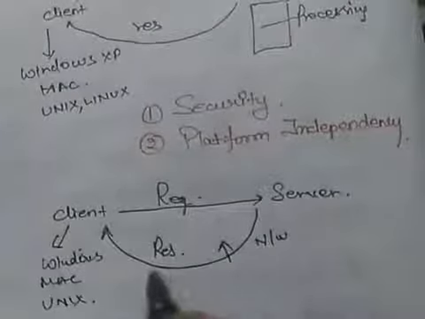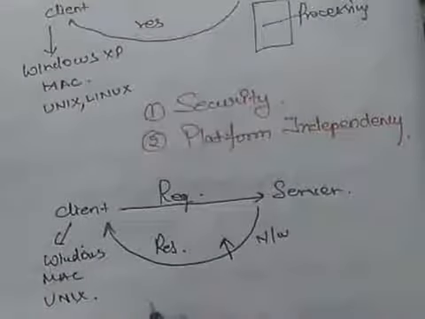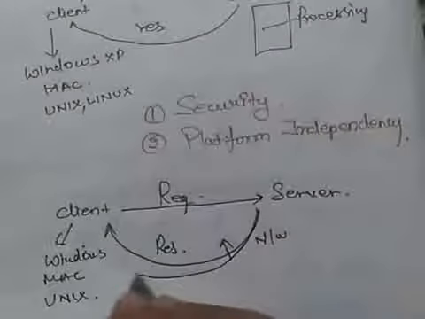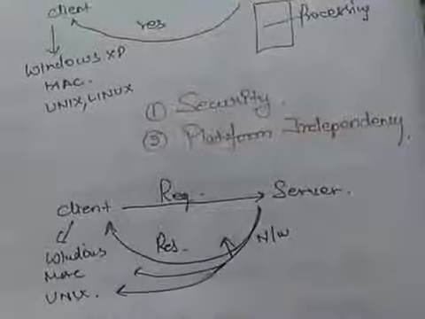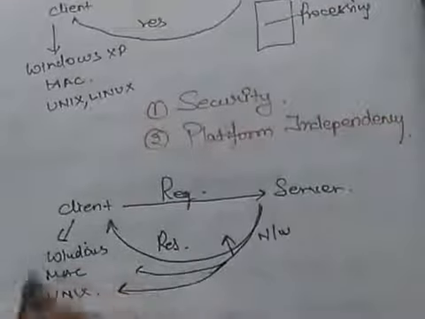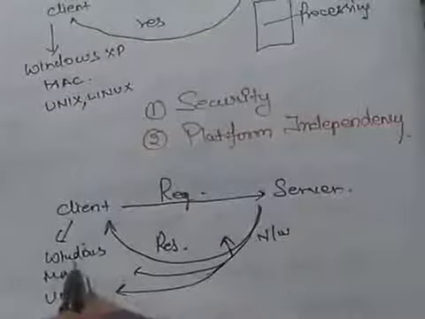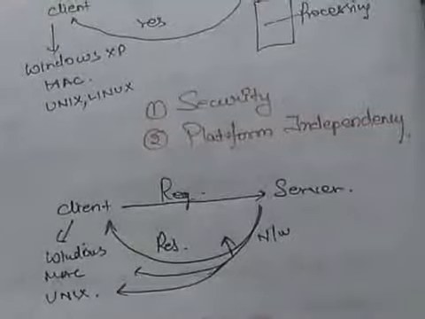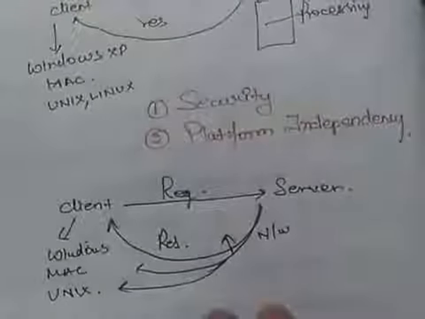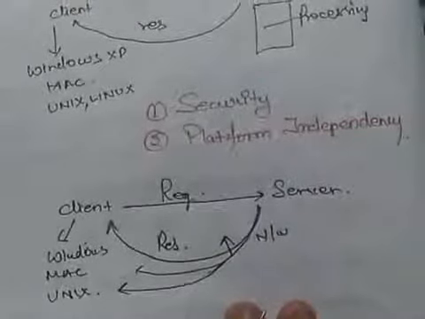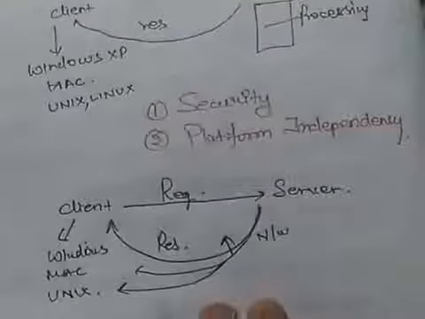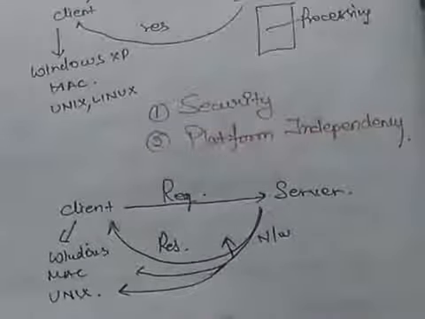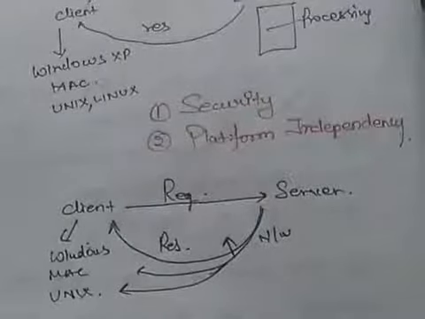So in internet programming, when a request comes from the client, the response will be generated and it will be the same for all machines, and that is the platform independency concept. So for a language to be called an internet programming language, it must fulfill the security and the platform independency concepts. In the next lecture, we will cover these two topics. Thank you.